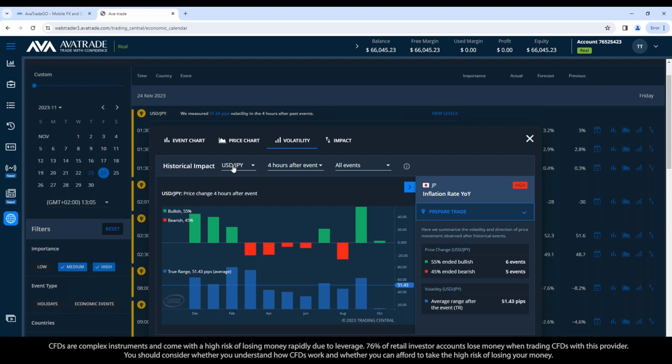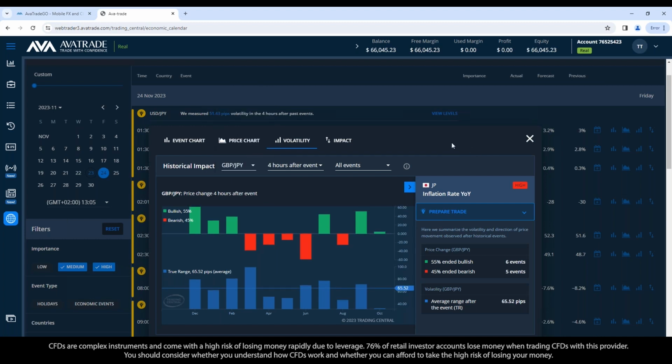And we can use different pairings: USD JPY, Euro JPY, GBP JPY. I tend to like the GBP JPY. There's a lot of nice movement with that pairing when there's volatility.